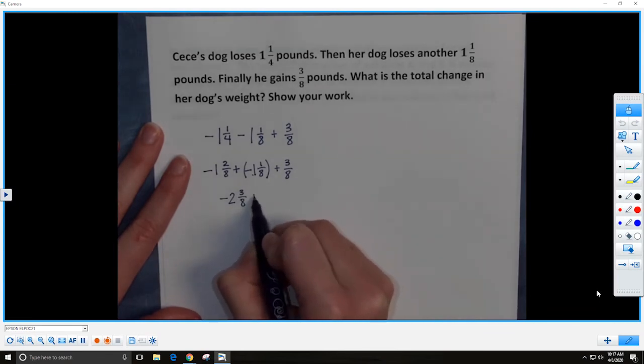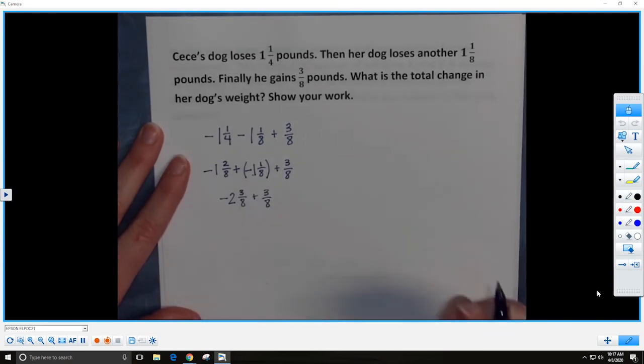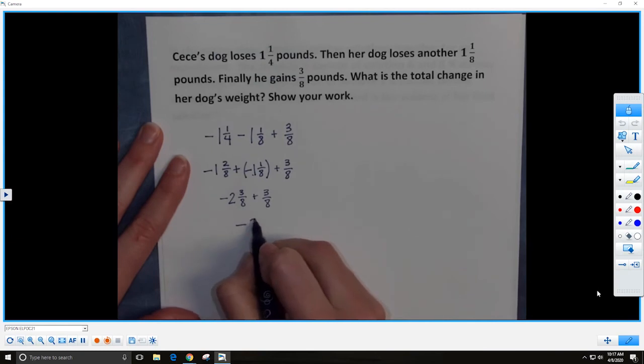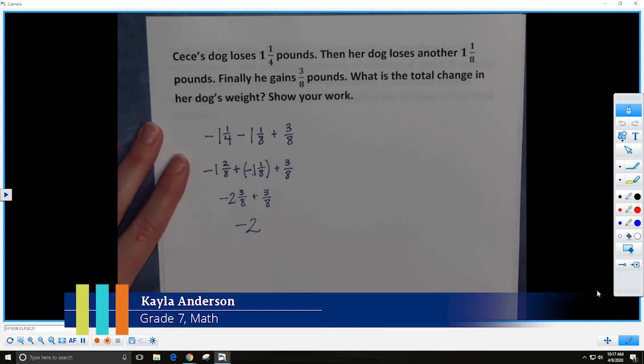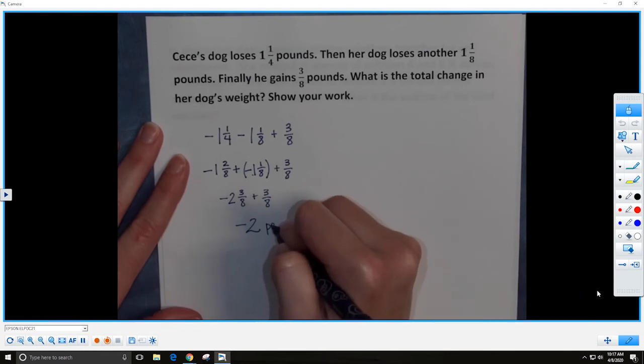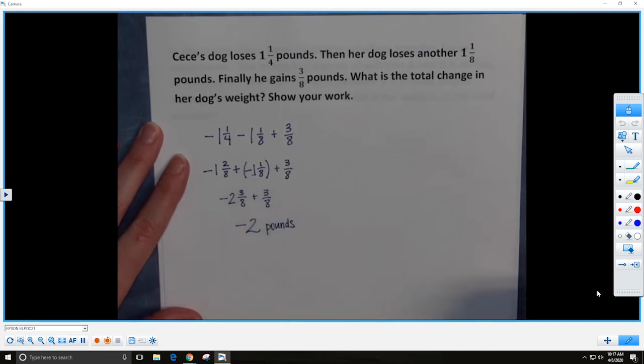Then we're going to add 3/8. So what is our final answer? You are correct, -2. So what does this mean? Right, Cece's dog lost 2 pounds. Does that answer make sense?